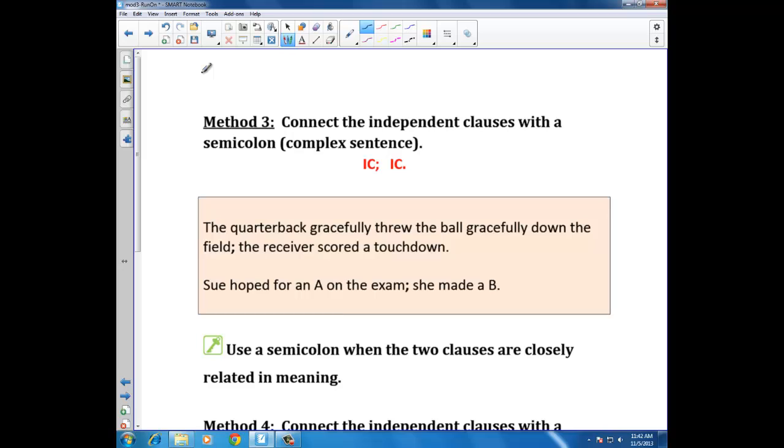Another way you can connect those sentences together is to connect the independent clauses with the semicolon. And actually here you're not forming a complex sentence, but you're forming a compound sentence.